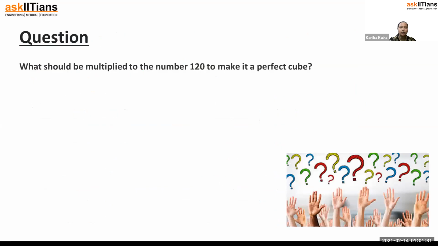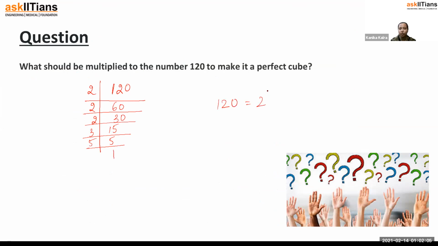All right, so let's look at a question. What should be multiplied to the number 120 to make it a perfect cube? First of all, we need to find the prime factorization of 120. Let's see whether it's a perfect cube or not. It would be divided by 2, you get 60. Then again divided by 2, you get 30. Then 2, 15, 3, 5. So the prime factorization of 120 would be 2 cube into 3 into 5.